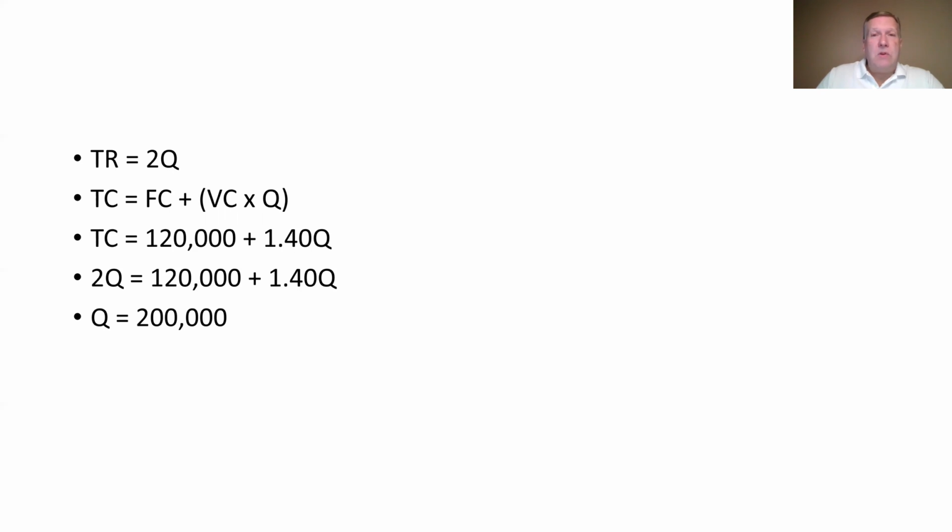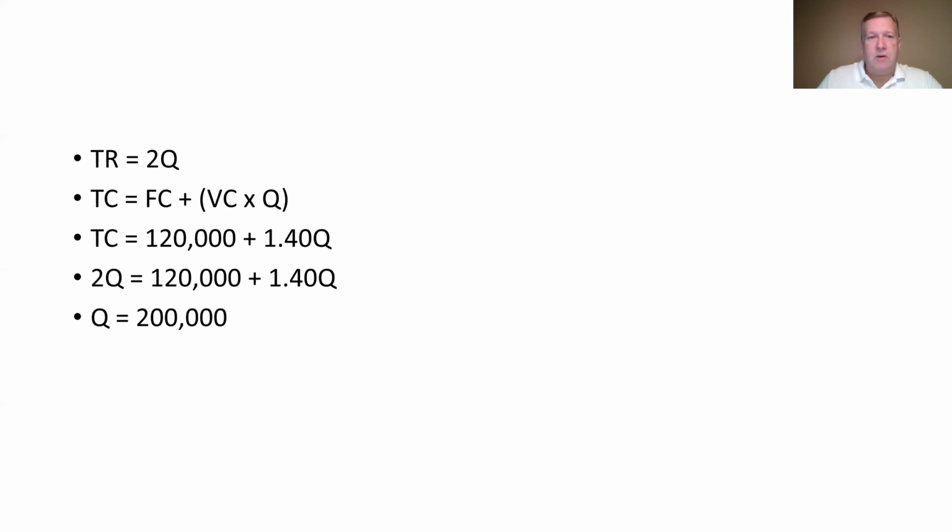So again, our total revenue would be set equal to 2Q, $2 times the quantity that we are collecting. Our total cost would be the combination of our fixed costs and our variable costs, so $120,000 plus 1.4Q. $120,000 is our fixed cost, 1.4Q is our variable costs. We set our total revenue equal to our total costs, as you see on the screen. So our total revenue, 2Q, equals 120,000 plus 1.4Q.